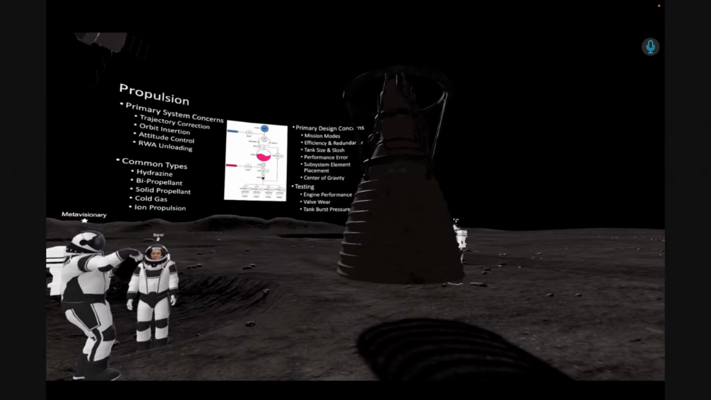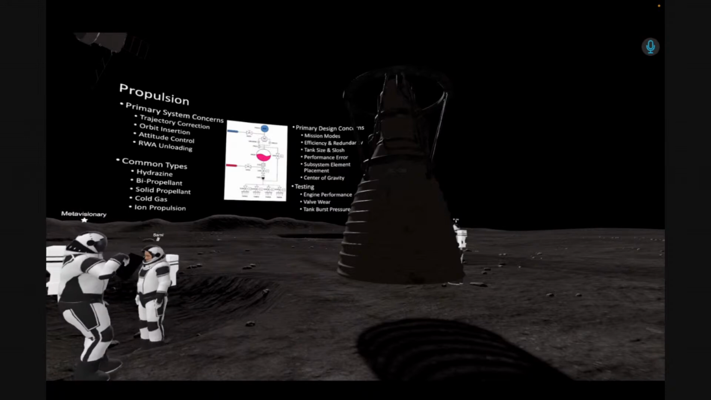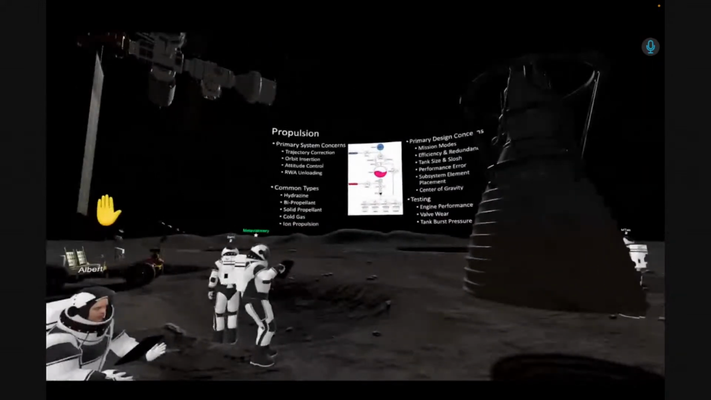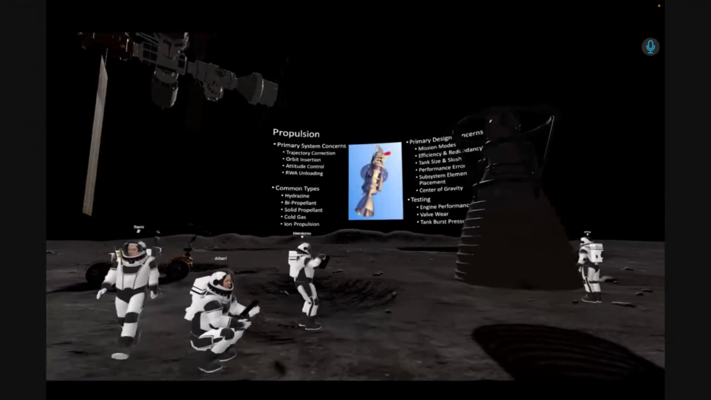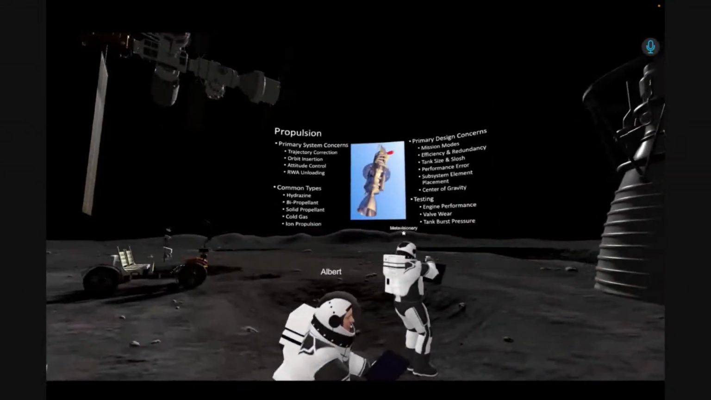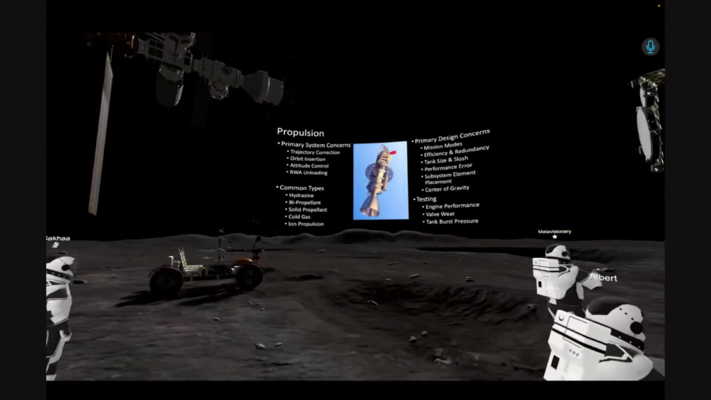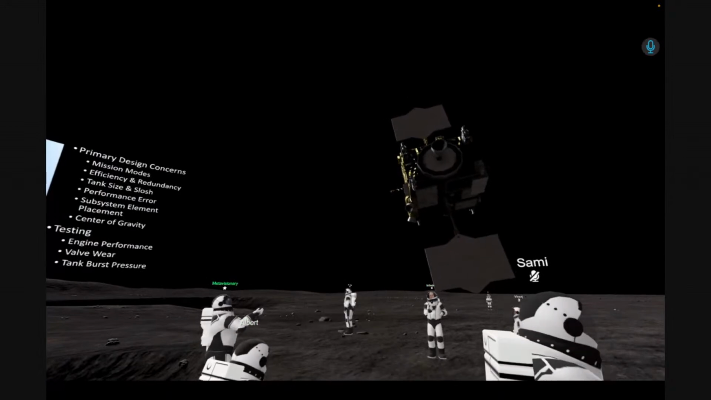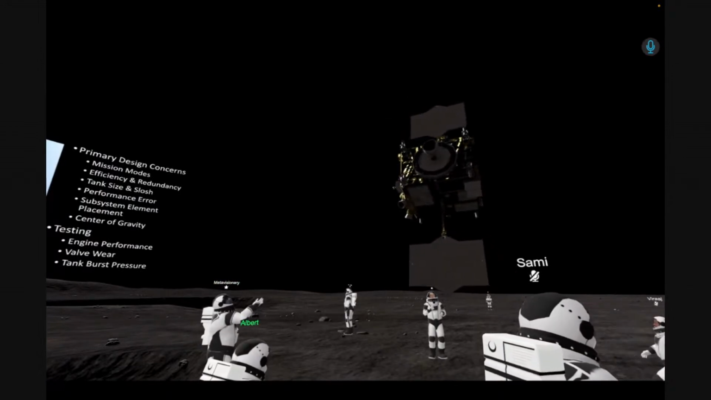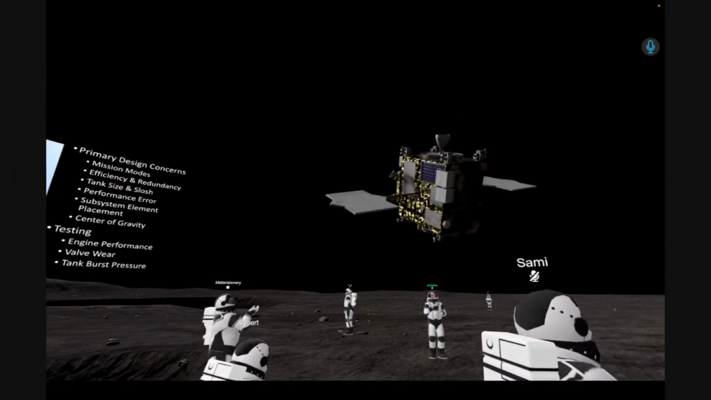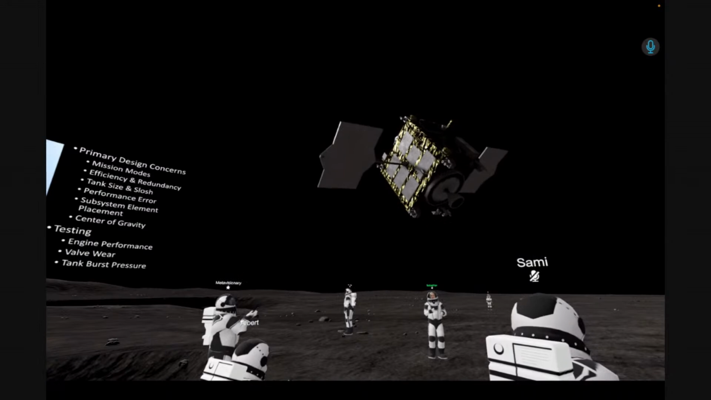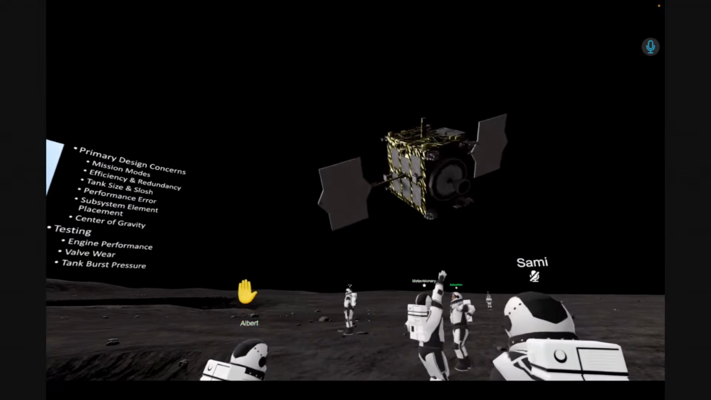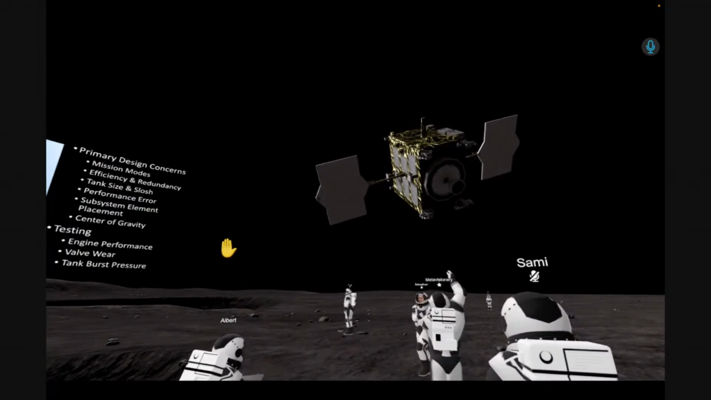I don't know where the other satellite is, the Japanese one that went to Venus. But we had a propulsion system pretty similar to the one that we're seeing in the presentation.